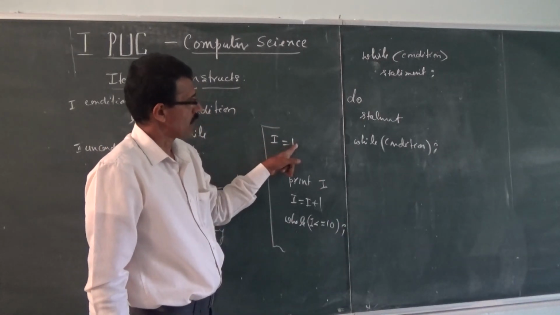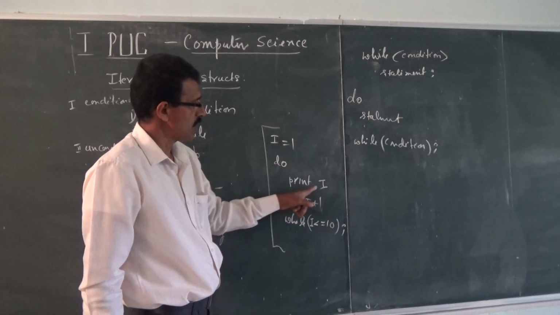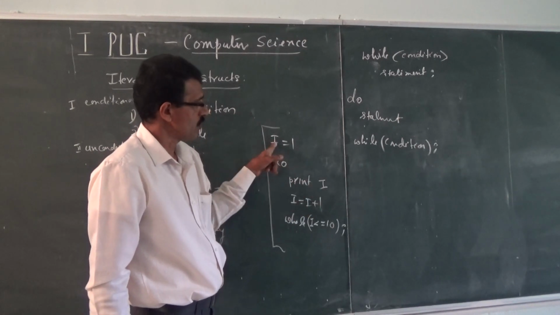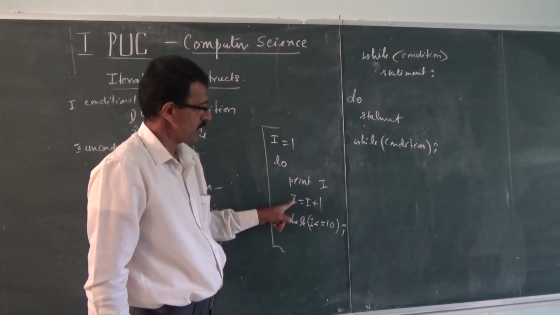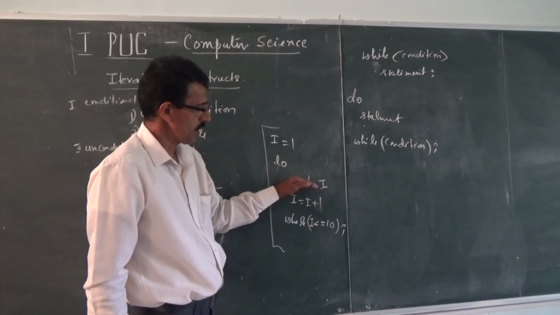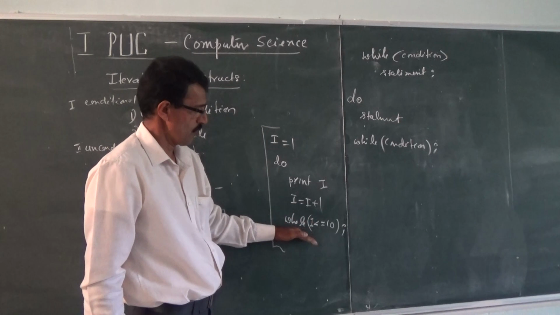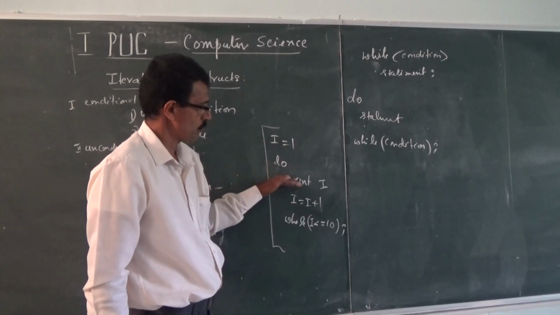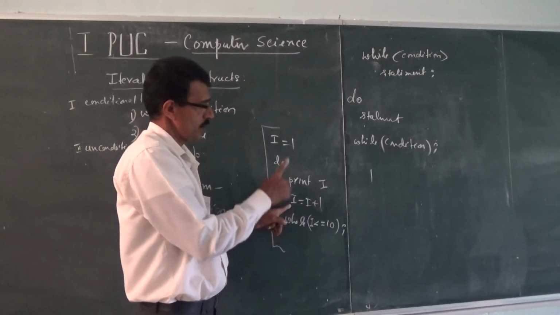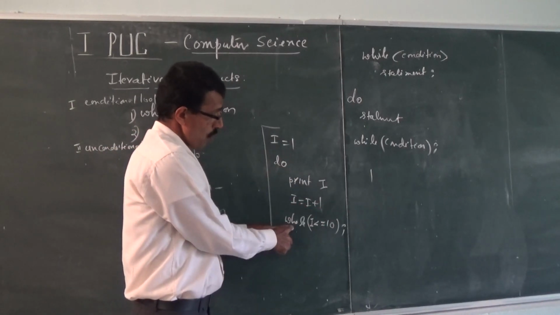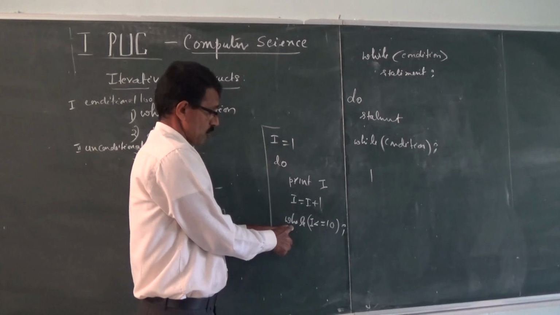Here I is equal to 1. Do print I. What value of I is there? Then I is equal to I plus 1. So there is no condition first; the condition is given later. So first of all it prints the value of I, which is 1. I is raised by 1, it becomes 2. And now it takes the condition test.